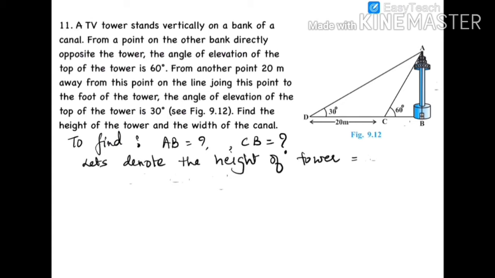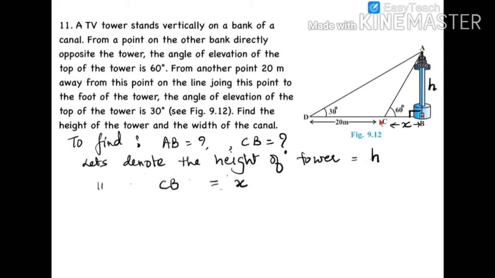Let's denote the height of the tower with some variable, say h. And let CB in the figure be equal to x. Since the tower stands vertically on the ground, it makes a 90-degree angle with the ground. So we have two right triangles, triangle ACB and triangle ADB. Using these two triangles, we will find out the unknown sides. We will proceed in the same manner, forming ratios of sides that are unknown and that are known.